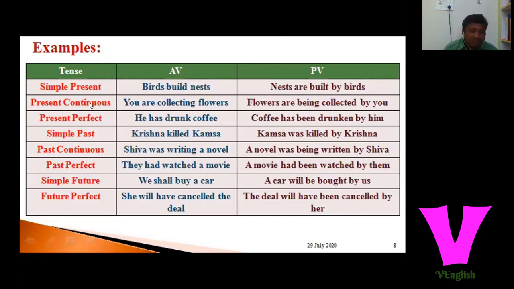Present continuous tense: "You are collecting flowers." "Flowers are being collected by you." Next, present perfect tense: "He has drunk coffee." Sorry, here is a typing mistake: "Coffee has been drunk by him." Drink, drank, drunk. "Coffee has been drunk by him." And now simple past tense: "Krishna killed Kamsa." Here V2. "Kamsa was killed by Krishna."